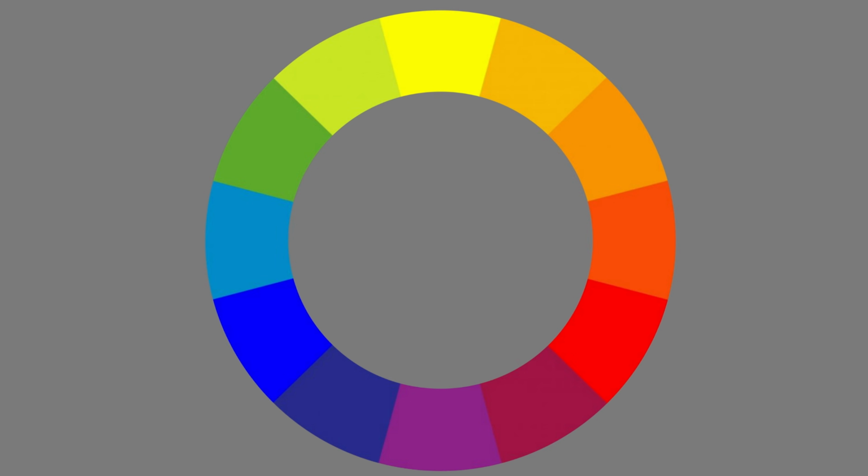The next word we're going to define, I think, gets misused a lot. We're going to talk about the word hue. A lot of times people will use the word hue to describe a color. They'll say that orange is a hue, red-orange is a hue, red is a hue.